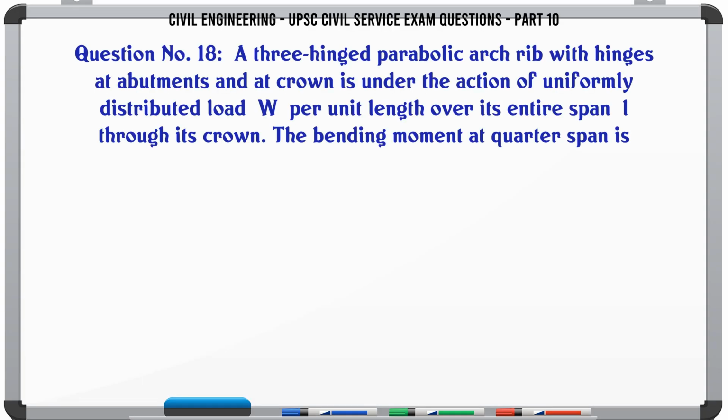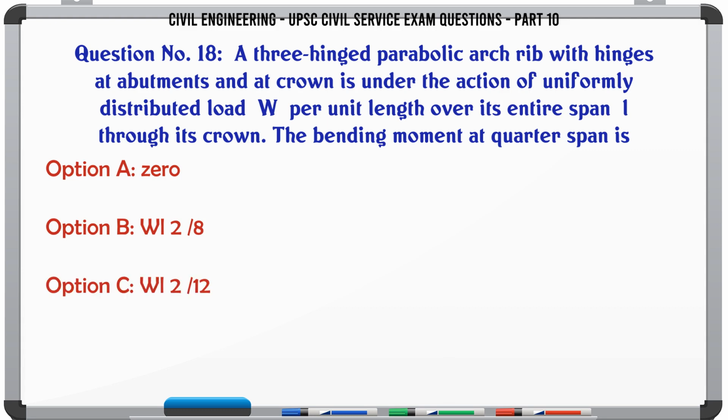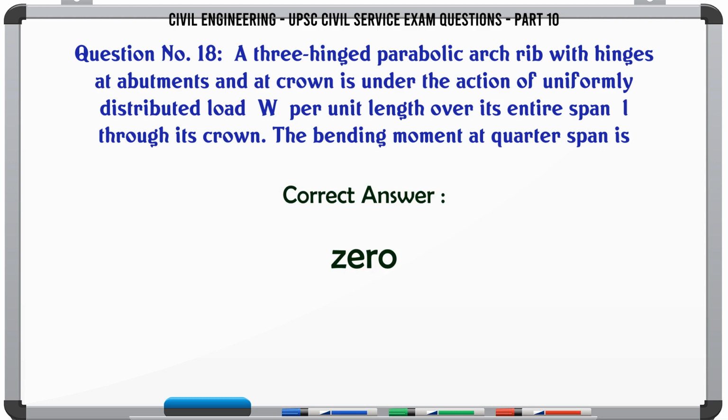A three-hinged parabolic arch rib with hinges at abutments and at crown is under the action of uniformly distributed load w per unit length over its entire span L. The bending moment at quarter span is: A. 0, B. WL²/8, C. WL²/12, D. WL²/24. The correct answer is 0.